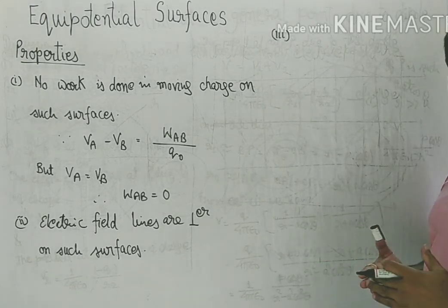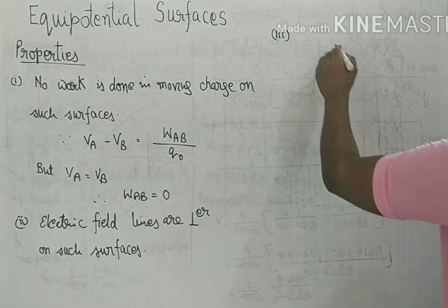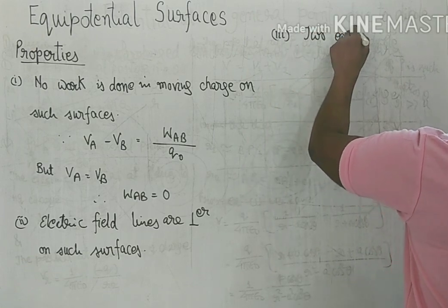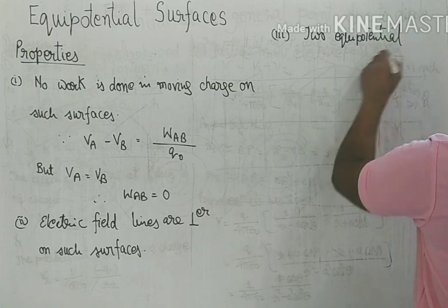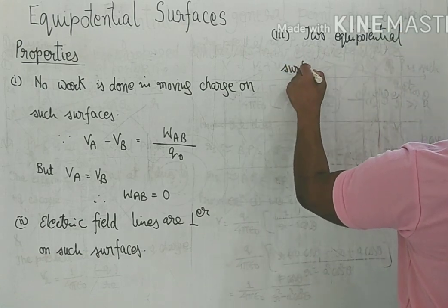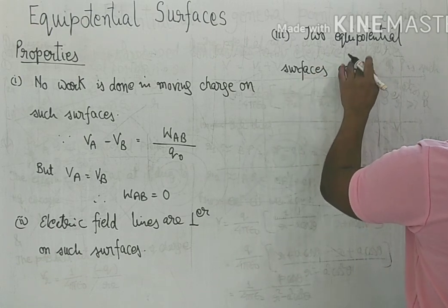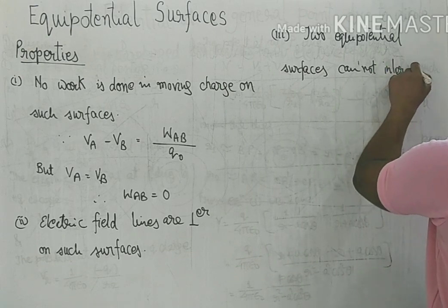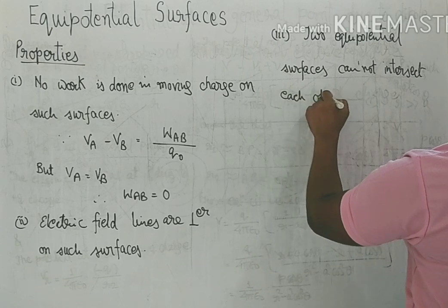Unlike electric field lines, these equipotential surfaces also cannot intersect each other. So two equipotential surfaces cannot intersect each other.